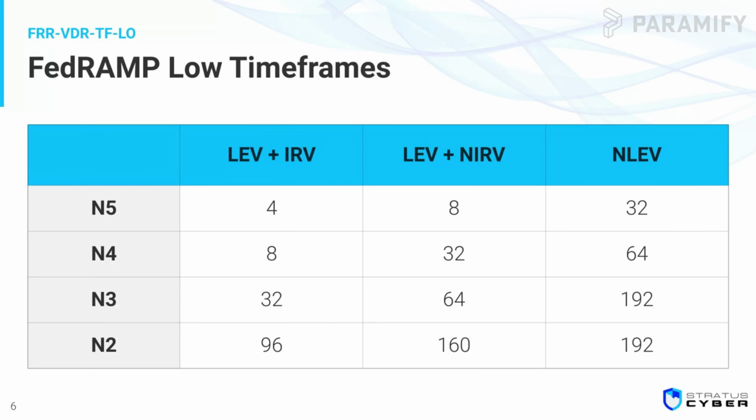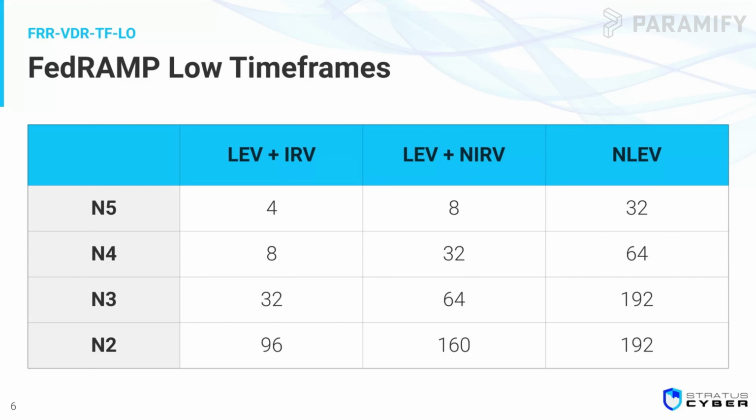And understandably, the time frame is going to increase as either the severity comes down or the exploitability or internet reachable is not true. And so we'll see 4 days as the timeline to patch an N5, a catastrophic vulnerability that is likely to be exploited and internet reachable, 8 days to patch something that is likely to be exploited, catastrophic, but not publicly reachable, and then 32 days to patch something that is not known to be exploited, but would have a catastrophic impact.